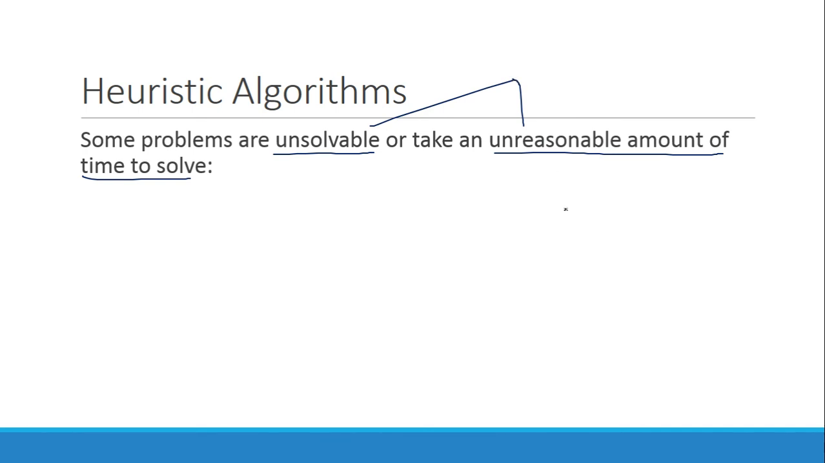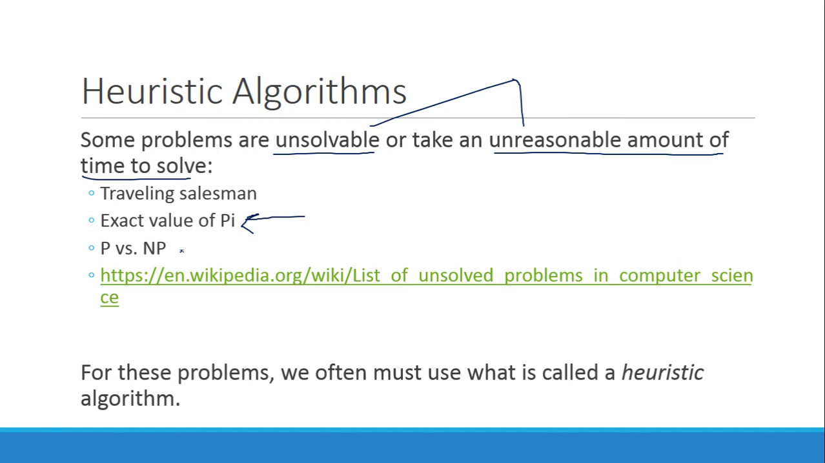So when they do, and there are some examples. You may have heard of some of these. Traveling salesman, the exact value of pi. This one you've definitely heard of. Or P versus NP, which we're just not going to go into. For these problems, we can use a heuristic. Now, a heuristic algorithm gets a close enough answer.